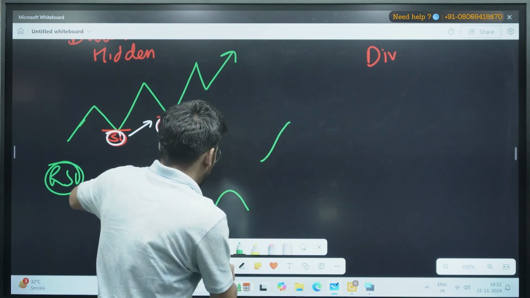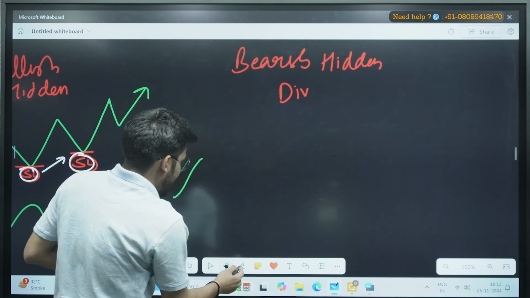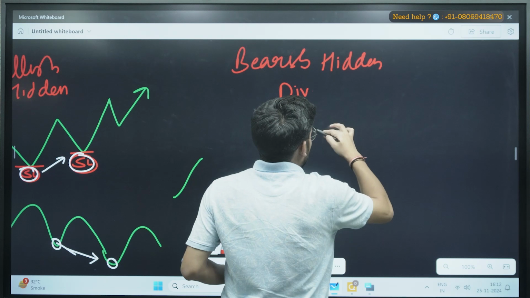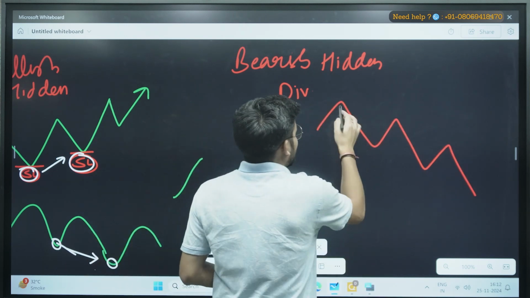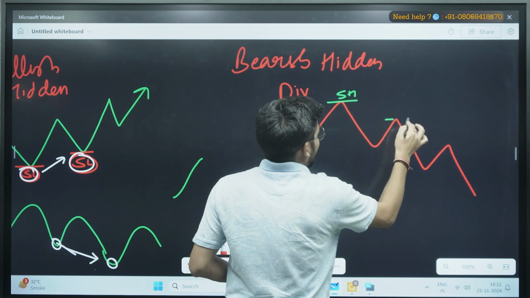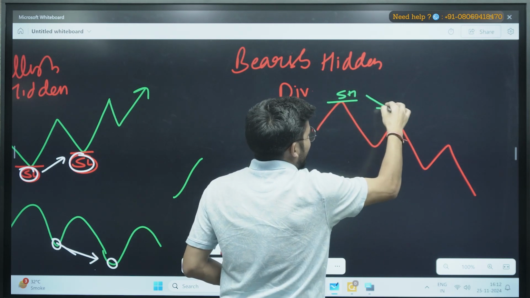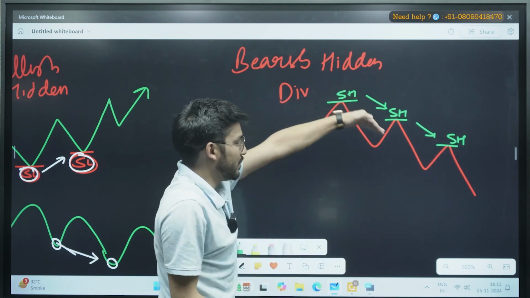Similarly, if I talk about the hidden bearish divergence, in this one the market is continuing in the downward direction. The market is coming in the downward direction like this, and you can see a swing high, then another swing high which is lower than the previous one. So my swing highs are coming like this in the downward direction.